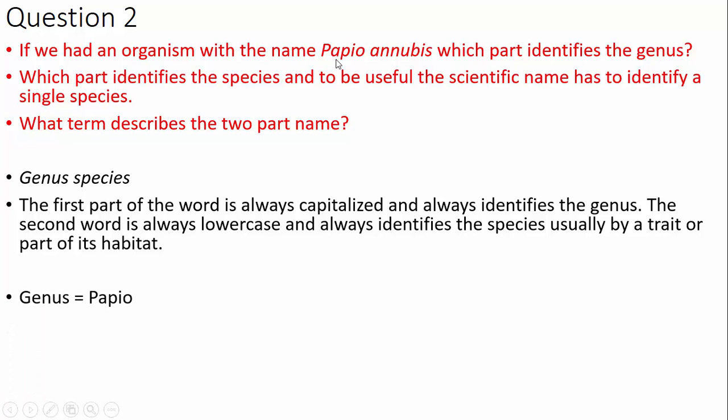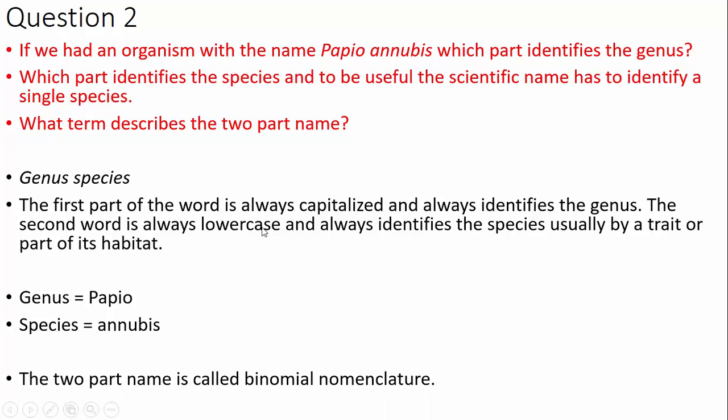That is the genus. And the species is going to be right after the genus, and that's going to be the Anubis. Now, the species is usually going to be identified by a trait or part of the organism's habitat. And the two-part name, and it's always going to be two names, genus, then species, and that structure is called the binomial nomenclature. That is the structure that is used. They're going to list the genus name followed by the species name, and that is by meaning two names, binomial nomenclature.